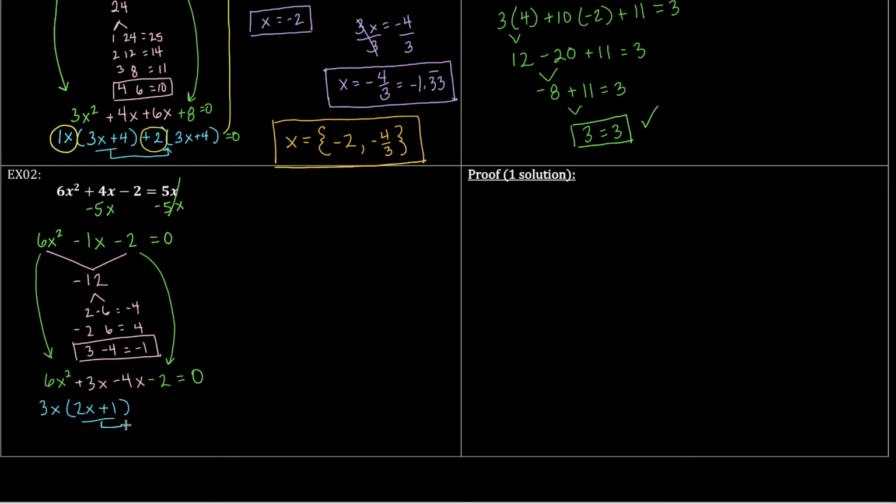So 2x plus 1. And what times 2x plus 1? So what times 2 is 4? Well, that's going to be 2. 2 times 2 is 4. I need a negative 4, so I need this to be negative, since a negative times a positive is a negative. Good. Now let's rewrite this.